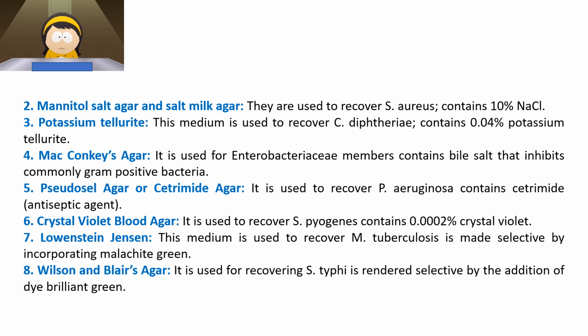6. Crystal violet blood agar. It is used to recover S. pyogenes, contains 0.0002% crystal violet. 7. Lowenstein-Jensen. This medium is used to recover M. tuberculosis, is made selective by incorporating malachite green. 8. Wilson and Blair's agar. It is used for recovering S. typhi, is rendered selective by the addition of dye brilliant green.